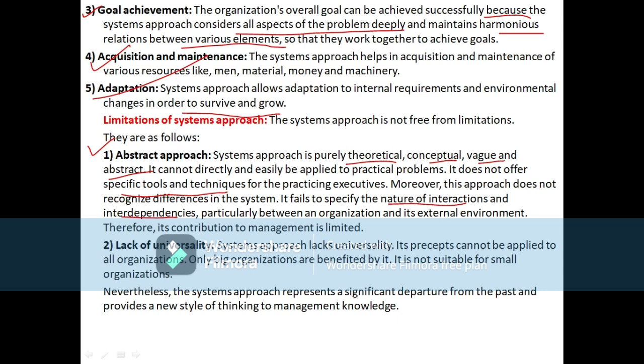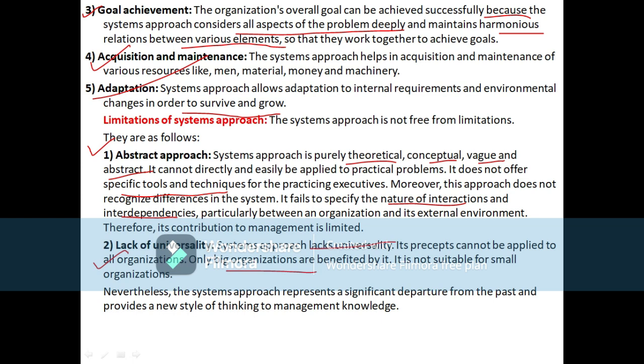Then, lack of universality. The systems approach lacks universality. Its precepts cannot be applied to all organizations. Only big organizations benefit from applying this systems approach. It is not suitable for small organizations.